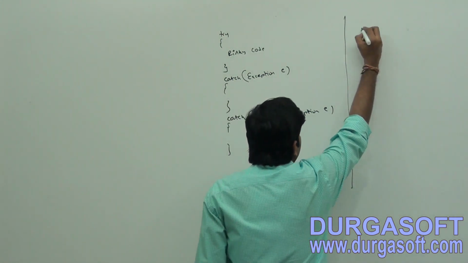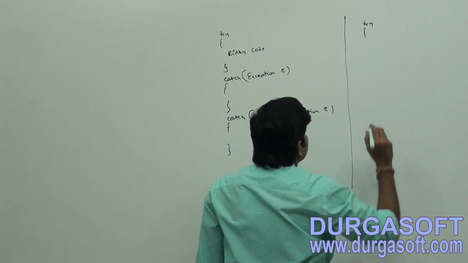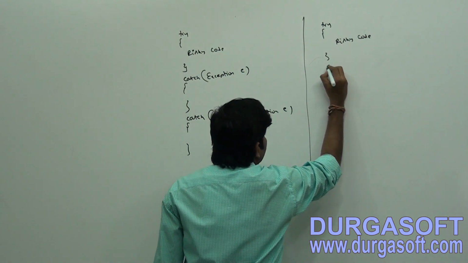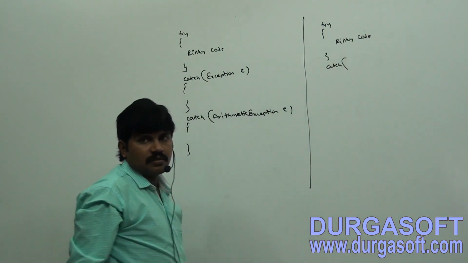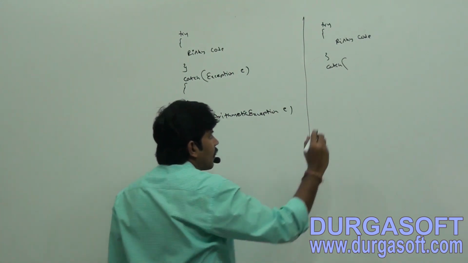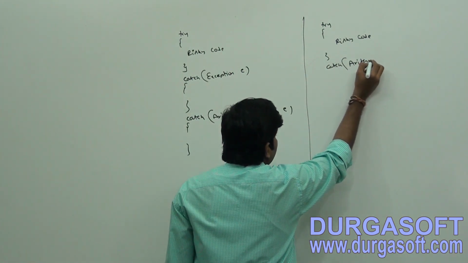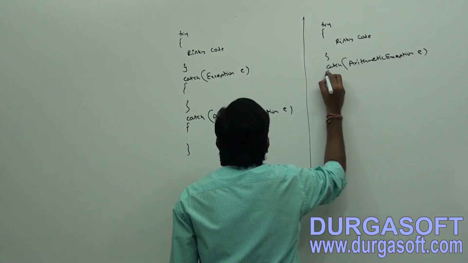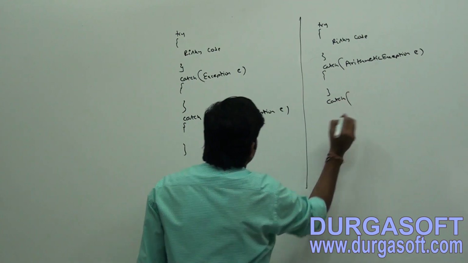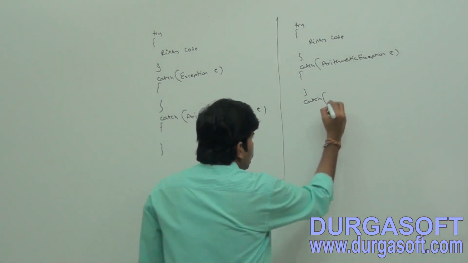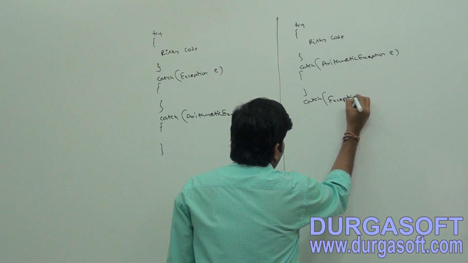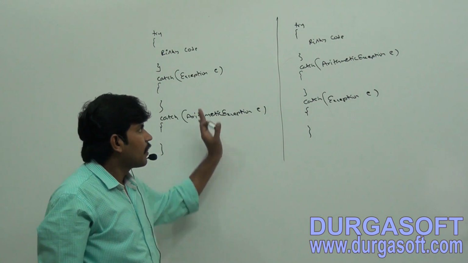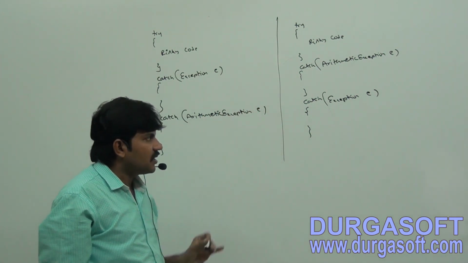Sir, the same code I am taking. Try, risky code. Catch block I am taking, ArithmeticException e. Catch block, Exception e. Like this I am taking. So in total, two syntaxes are there.